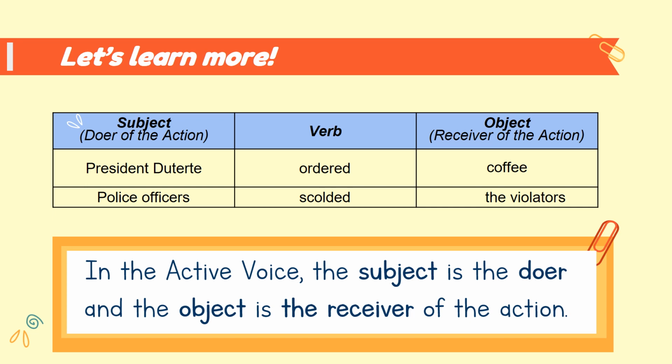In our second sentence, our subject is police officers. Our verb is scolded, and the receiver of the action is the violators.